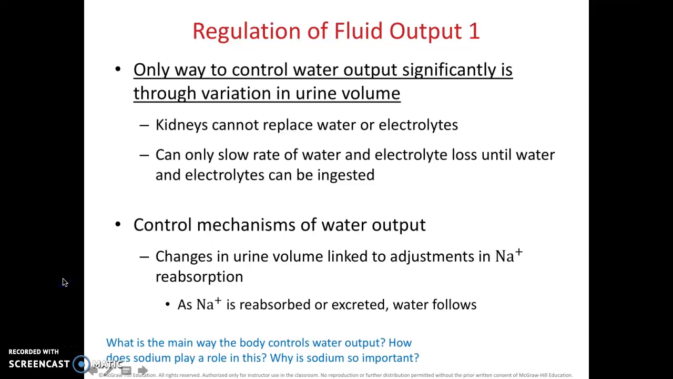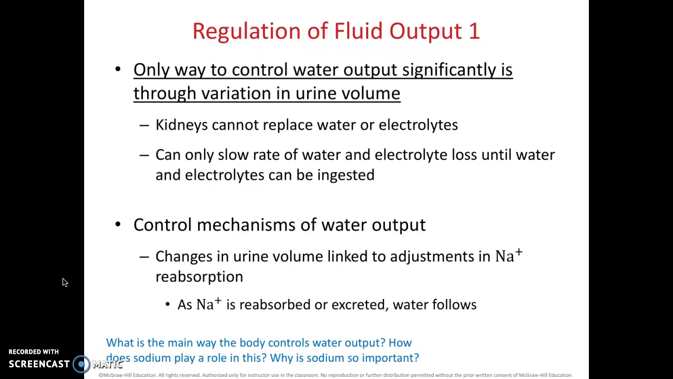Hey, welcome to our second video on fluid balance for chapter 24. In the previous video, we talked about fluid balance, where fluid goes in the body, as well as fluid intake and thirst. And now we're going to be talking about the regulation of fluid output, as well as some more topics. So the only way to actually control water output significantly is through variation in urine volume.